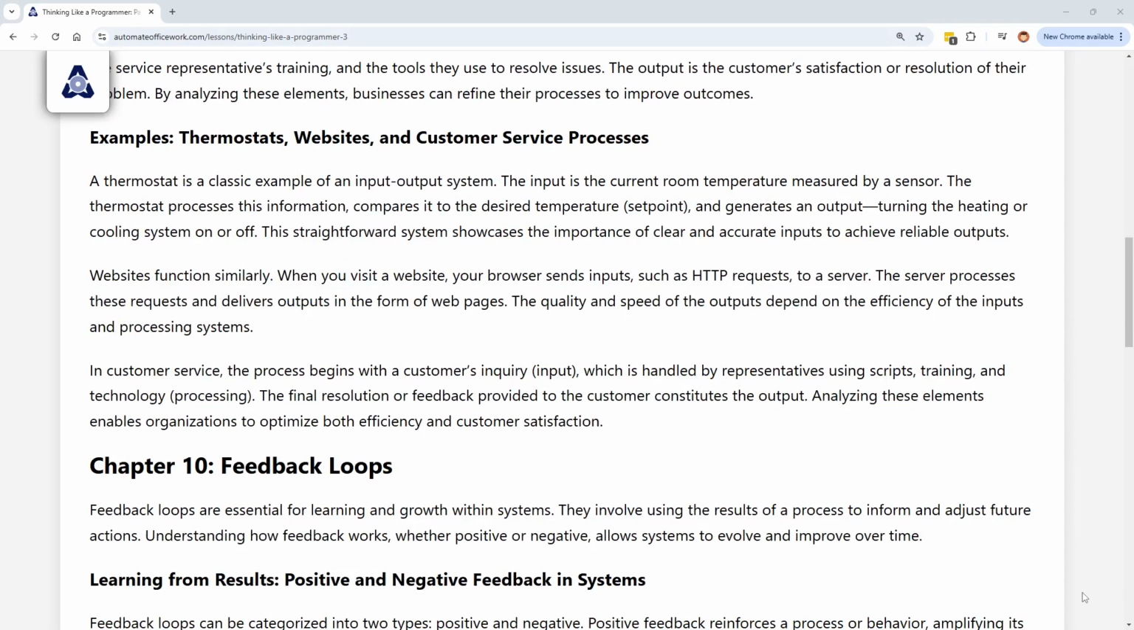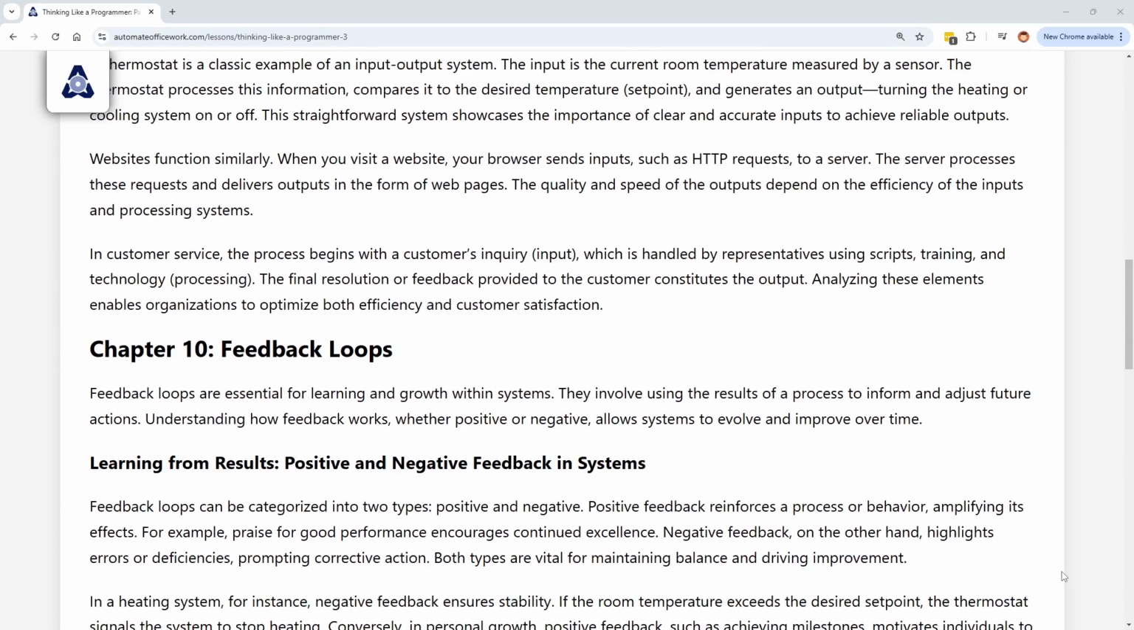Websites function similarly. When you visit a website, your browser sends inputs, such as HTTP requests, to a server. The server processes these requests and delivers outputs in the form of web pages. The quality and speed of the outputs depend on the efficiency of the inputs and processing systems. In customer service, the process begins with a customer's inquiry, the input, which is handled by representatives using scripts, training, and technology, the processing. The final resolution or feedback provided to the customer constitutes the output. Analyzing these elements enables organizations to optimize both efficiency and customer satisfaction.